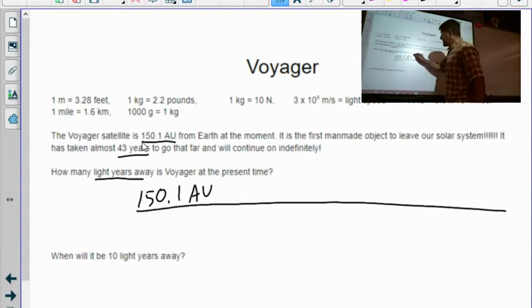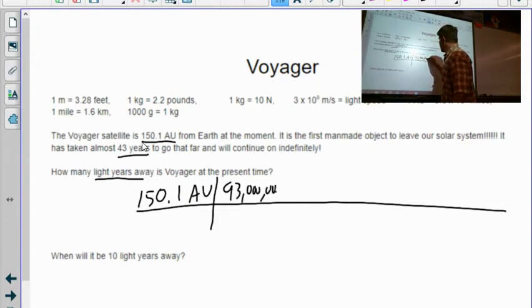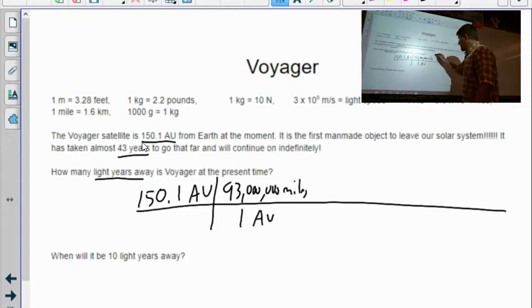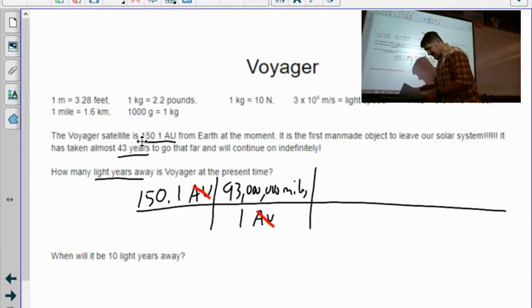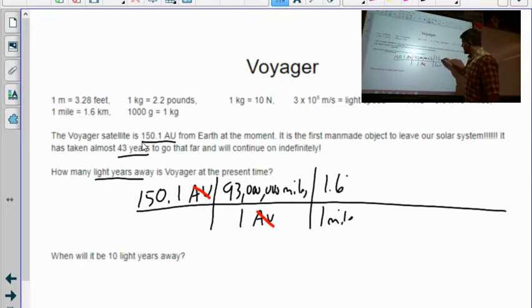We're going to need a long one here. So then we're going to convert that to miles. There are 93 million miles in every 1 AU. My AUs are going to cancel out. Then we're going to go from miles to kilometers, and we will remember that every 1 mile is 1.6 kilometers. Miles will cancel out.